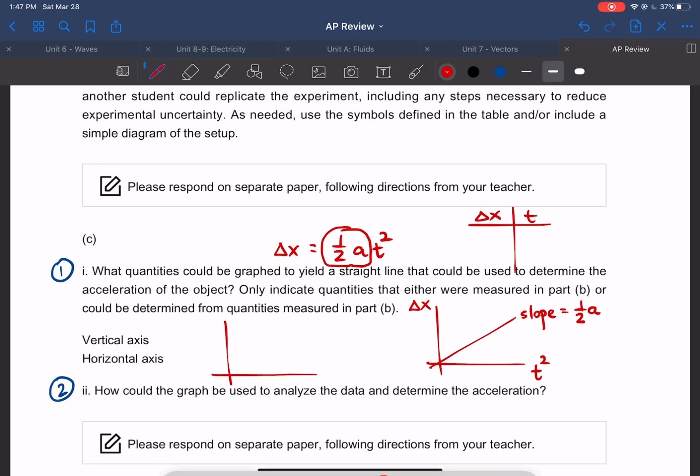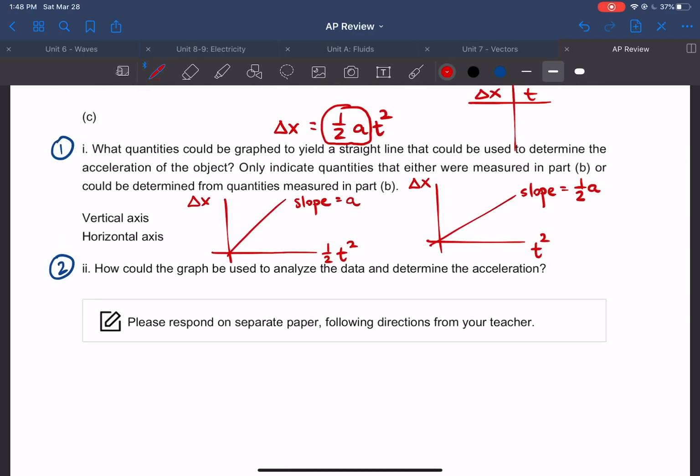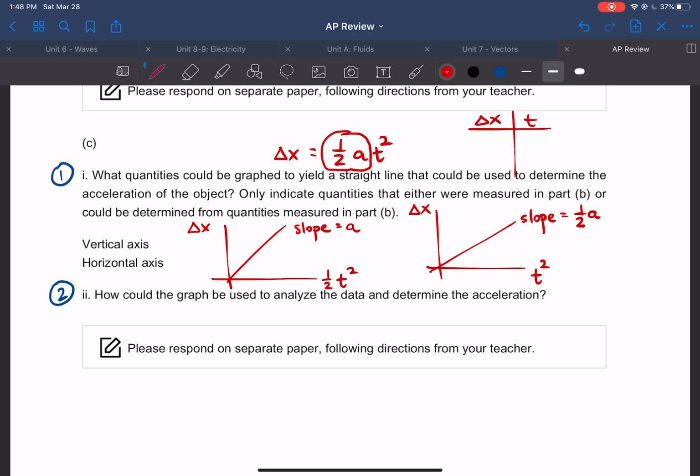One other option would be to plot delta x and plot, say, 1/2 t squared. In that case, you would get a different graph, and here the slope would just be equal to the acceleration because the 1/2 is part of our horizontal axis. So there's 2 or 3 other options that they give you in the scoring guide, so you just need to give one of these options. All right, so moving on to the next question.